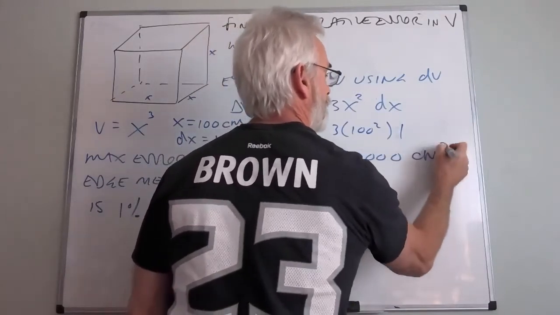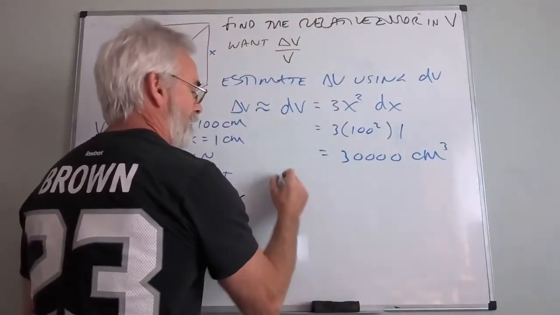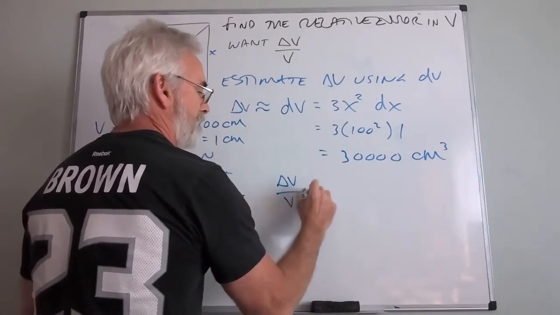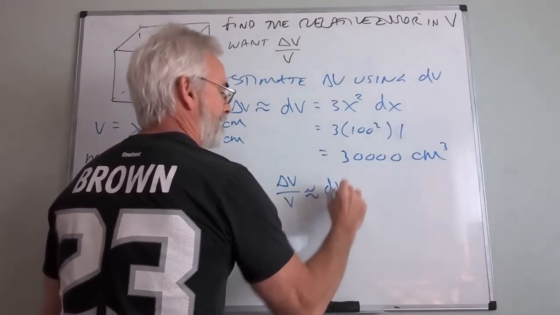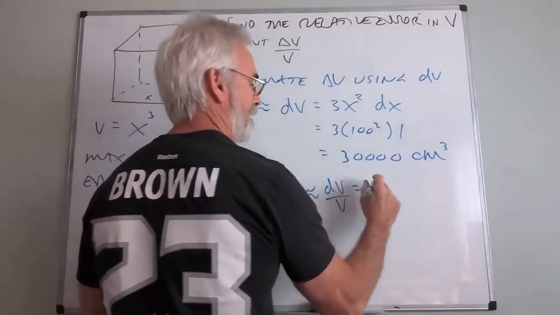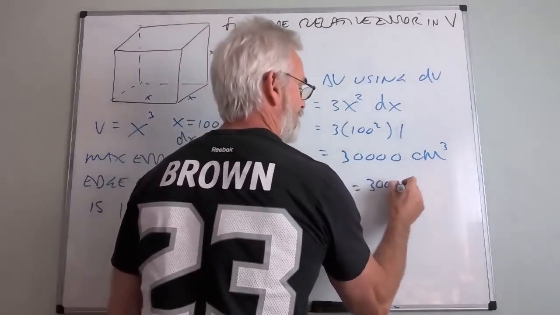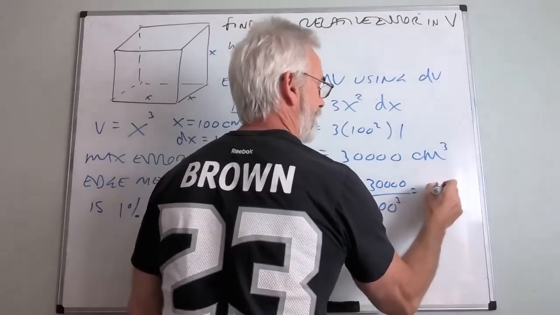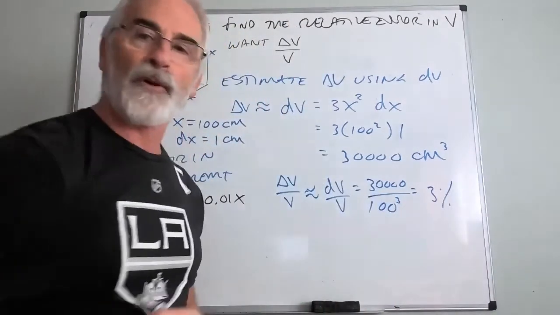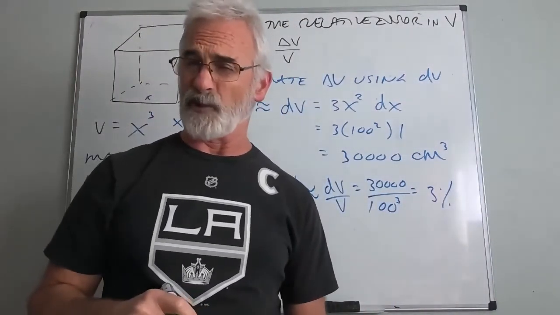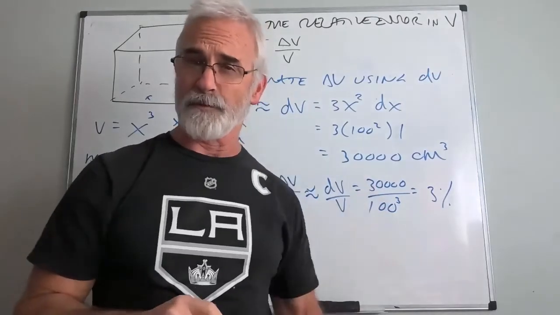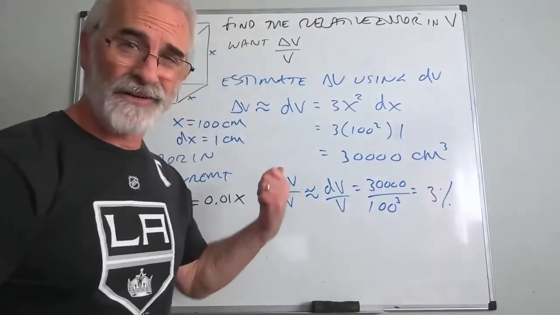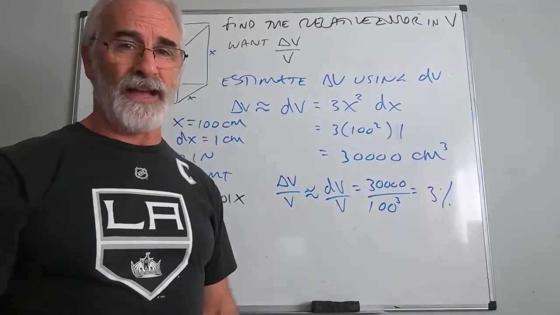And that will be exactly 30,000 cubic centimeters. So delta V over V can be estimated by dV over V, which would be 30,000 over 100 cubed, which is exactly 3%. Remember, the actual value was 3.001%. This is our estimation. I like this better because it's just really simple and really fast.